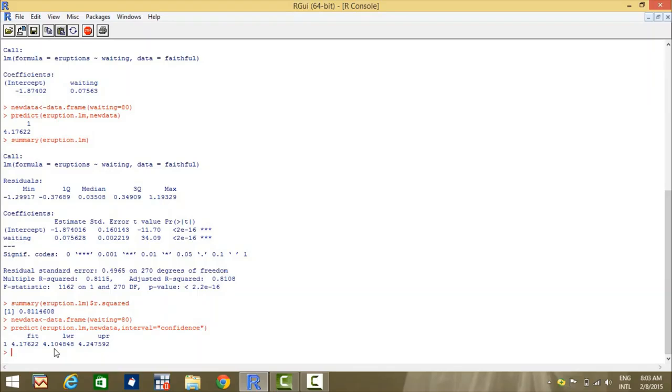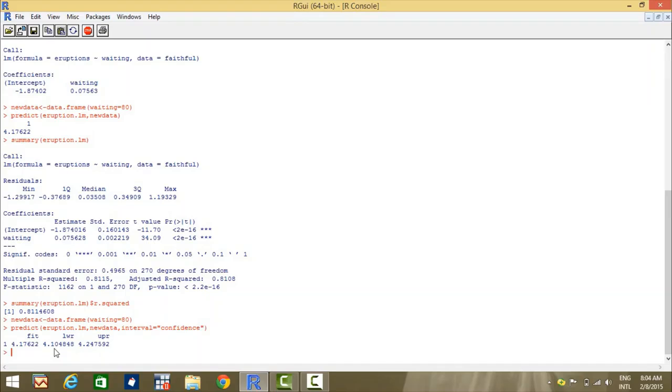A prediction interval, in contrast to the confidence interval which we just saw, finds the interval estimate for the dependent variable y for a given value of x. So the difference is to be noted. The prediction interval finds the estimate of the dependent variable y, whereas the confidence interval finds the estimate for the mean of the dependent variable y.